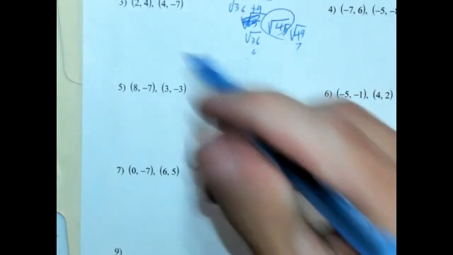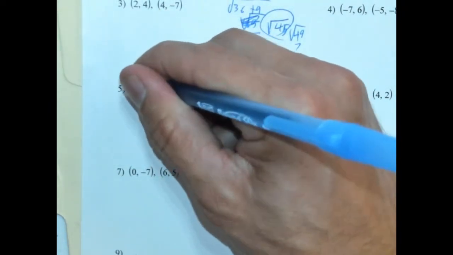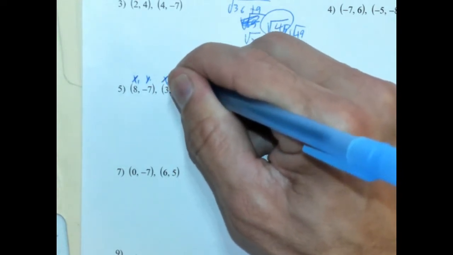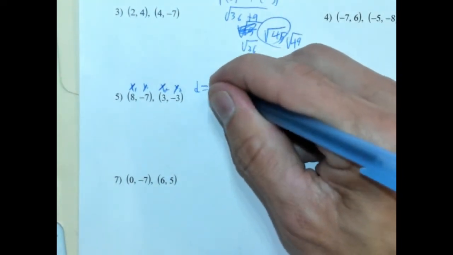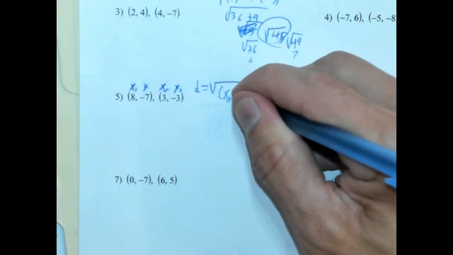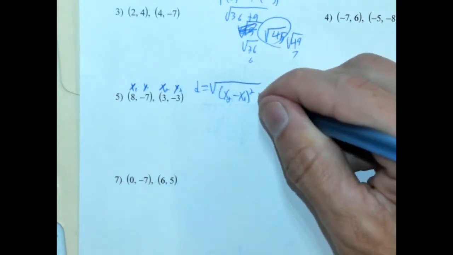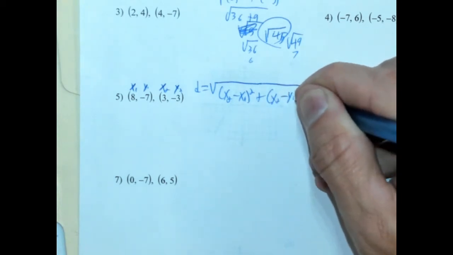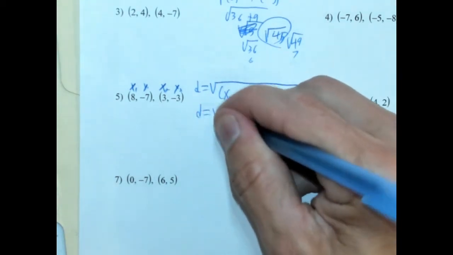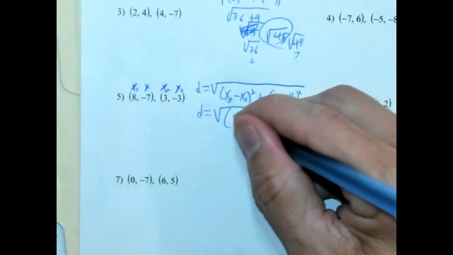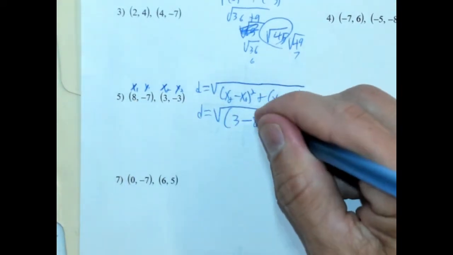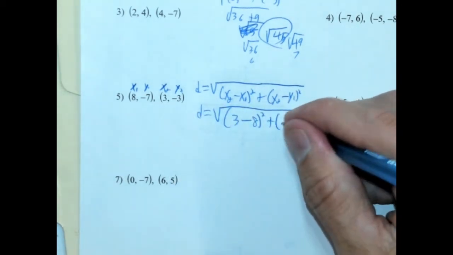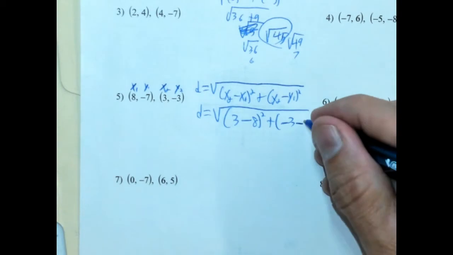Let's do number 5. So we're going to write x1. I'm not going to do the colors because it was too complicated. x2 and y2. I will write the formula though. D equals the square root of x sub 2 minus x sub 1 squared plus y sub 2 minus y sub 1 squared. D equals x sub 2 is 3 minus x sub 1 is 8. Y sub 2 is going to be negative 3 minus y sub 1 is negative 7.